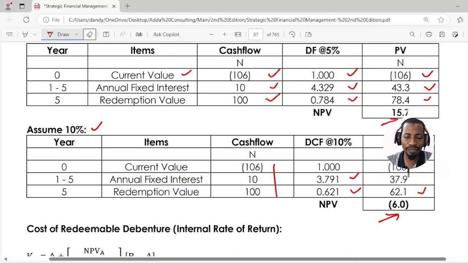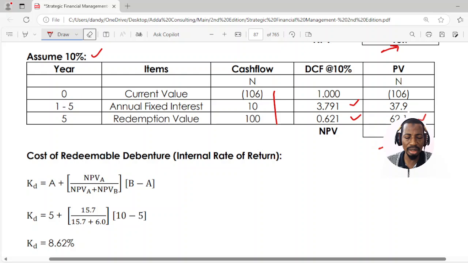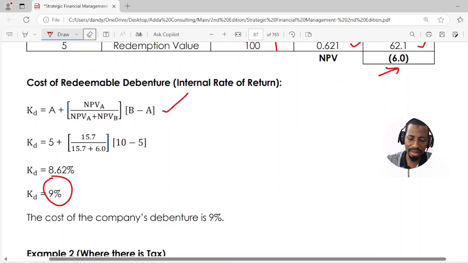Now I have assumed 5%. I got a positive NPV of 16 approximately. I also increased to 10%. I got a negative NPV of 6. Therefore, what am I supposed to do? Just put the numbers into the internal rate of return formula and you are good to go. So this is the formula for internal rate of return. Put in the NPVs and other variables into the formula. The final answer is 9%, which means that the cost of redeemable debenture for Ateta PLC is 9%.